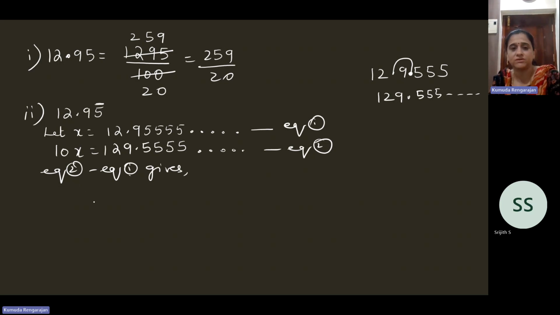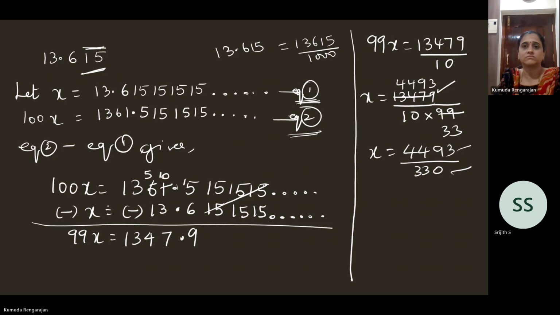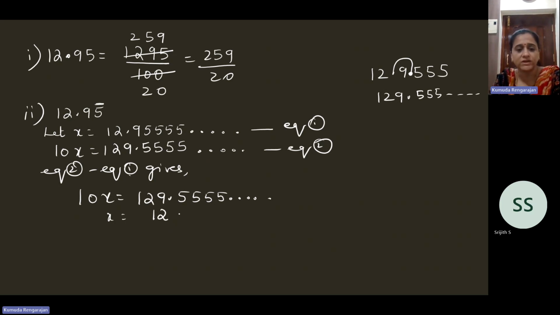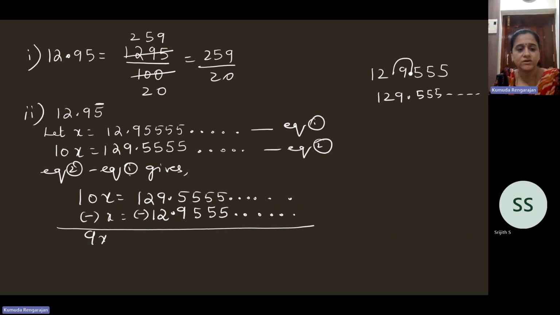Because 2 digits repeated. So 10x is equal to 129.5555 going on forever. X is equal to 12, write carefully, 0.955. Stop. Now you'll have to subtract. 9x is equal to 10x minus x is 9x is equal to, now 5 minus 5 0, 5 minus 5 0, 5 minus 5 0. So you can just slash this first.